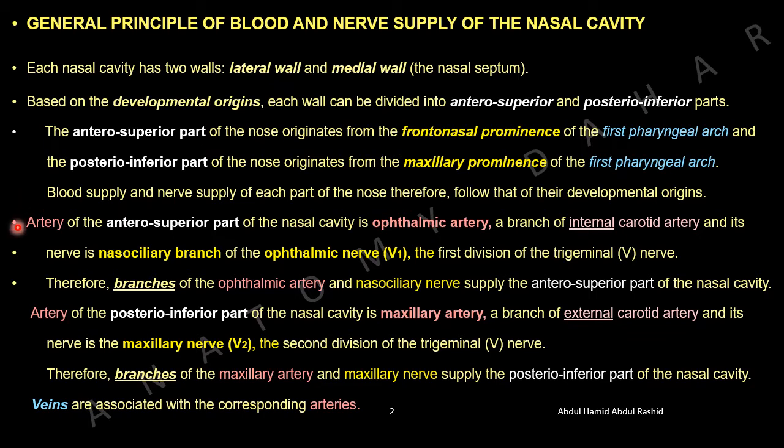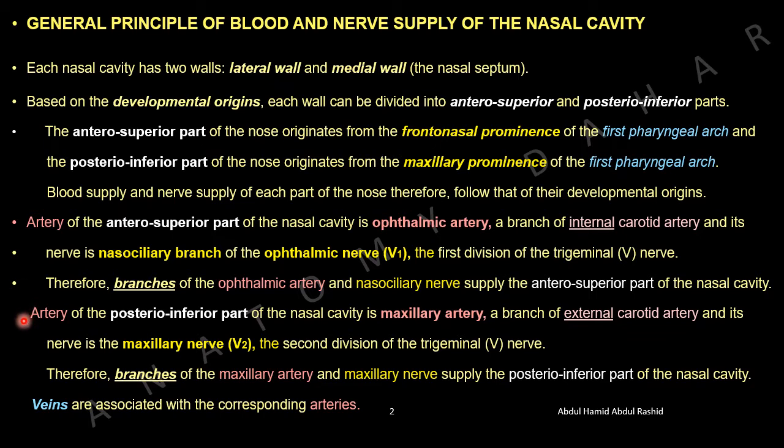Artery of the antero-superior part of the nasal cavity is ophthalmic artery, a branch of internal carotid artery, and its nerve is nasociliary branch of the ophthalmic nerve, that is the first division of the trigeminal nerve. Therefore, branches of the ophthalmic artery and nasociliary nerve supply the antero-superior part of the nasal cavity.